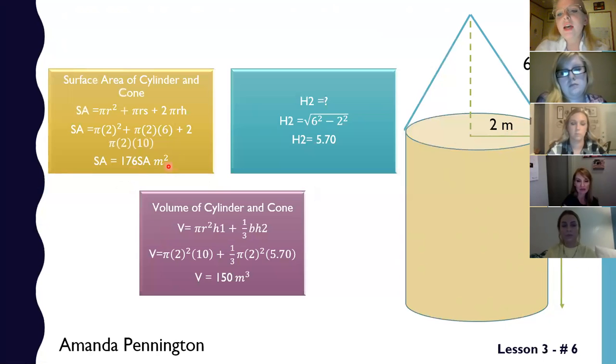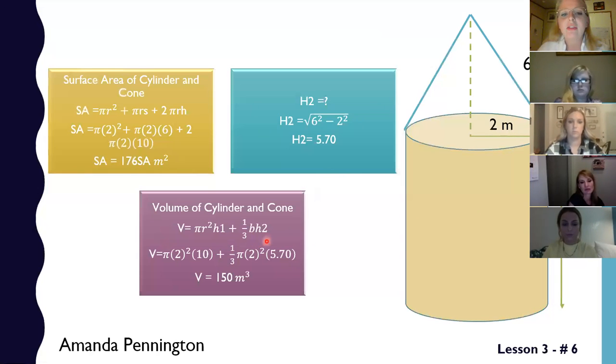We come to this conclusion for the volume of a cylinder. When we look at the equation that we have, pi r squared h1, that means the height 1 for the cylinder. And then for the cone, that equation is going to be 1/3 base times height. And I put h2 because we're going to need to know the height of that cone. So we have two heights to worry about. But as you can tell, we don't know the height of the cone. We just know the side length.